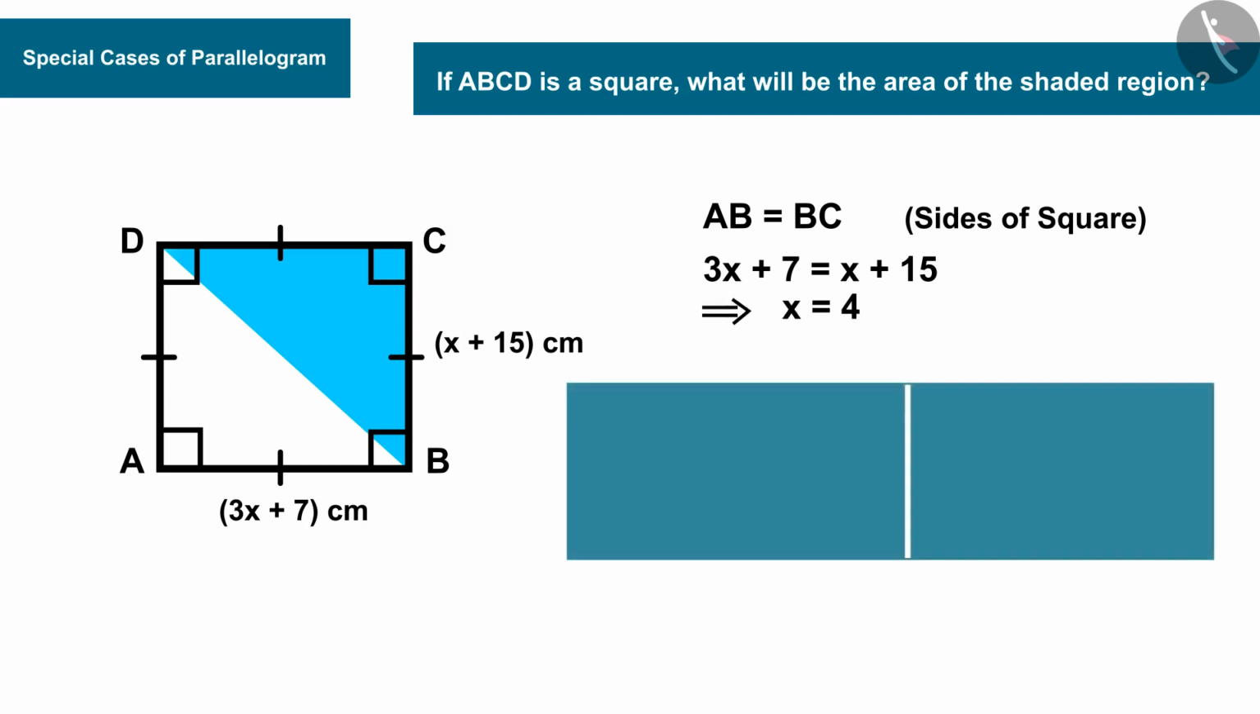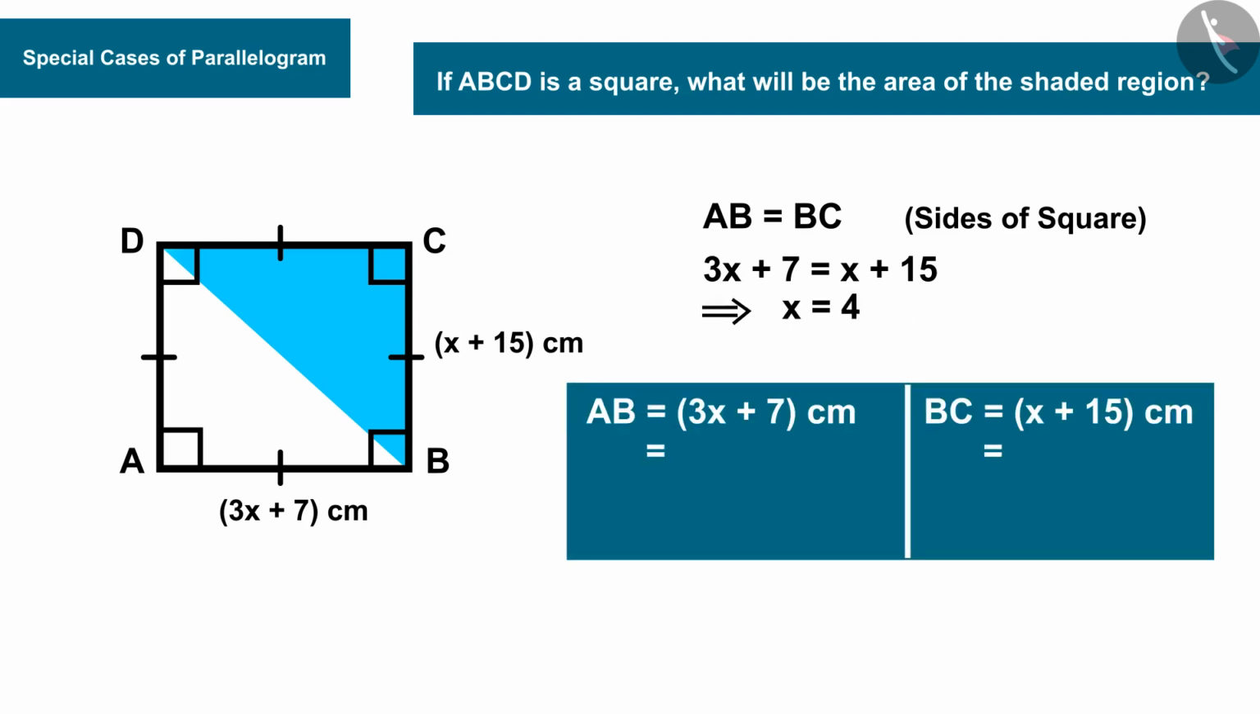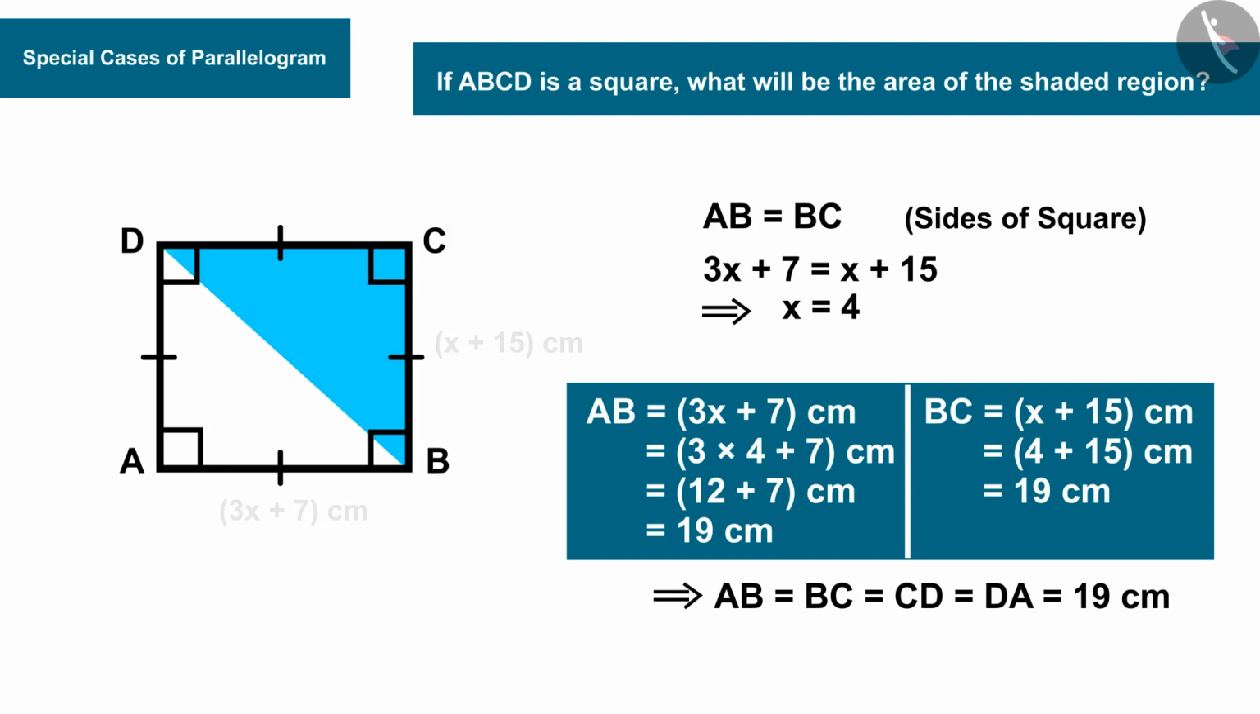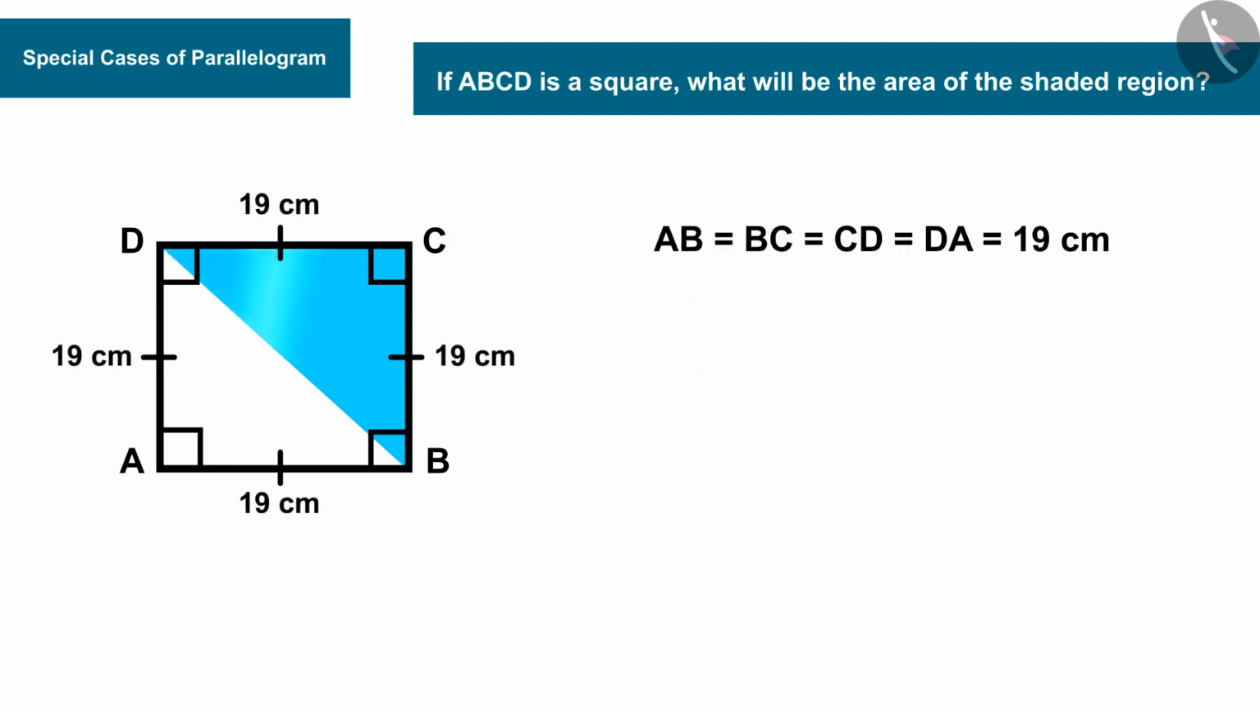By substituting the value of x in the given values of sides AB and BC, we find the correct measurement of the sides, which is 19 centimeters. And since it is a square, each arm measures 19 centimeters. Now we have to find the area of the shaded part, which is triangle BCD, whose area we can find with the help of this formula.